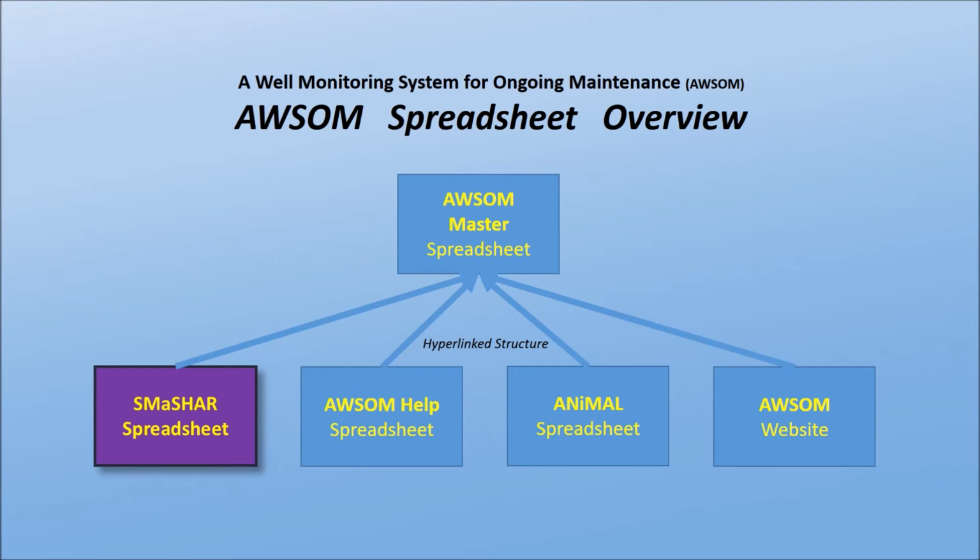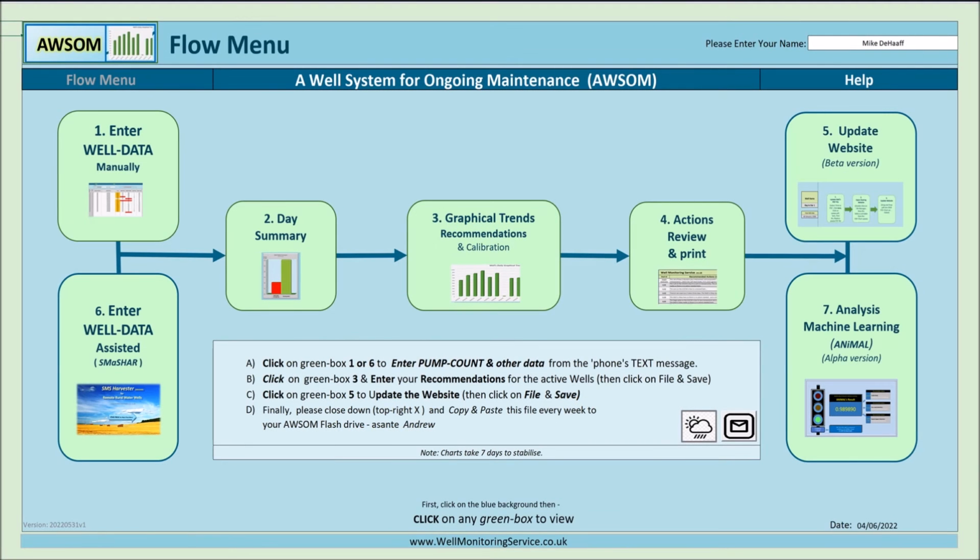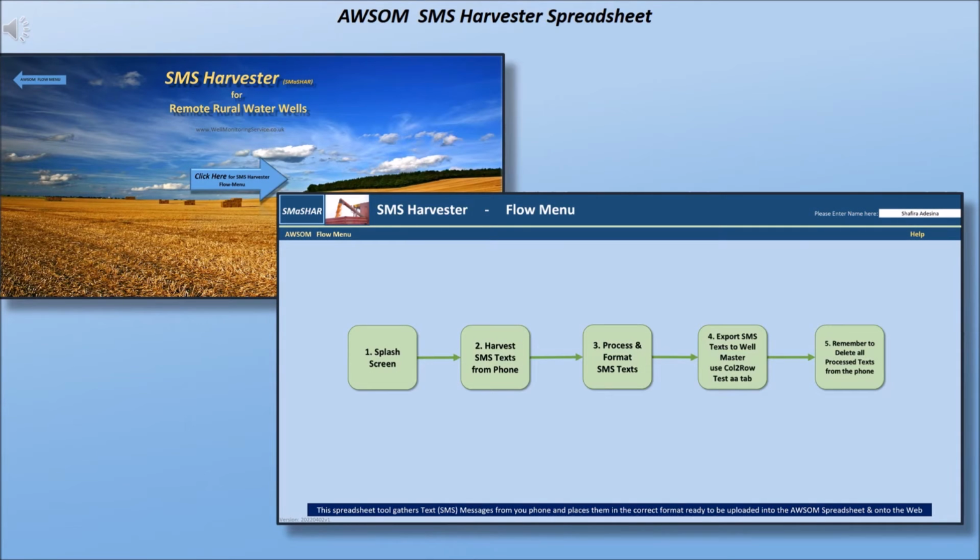Now we come on to some of the supporting spreadsheets. The first one being Smasher, the SMS Harvester. We'll just look at the flow menu and then move on. Right, Smasher is accessed by clicking on box 6. The well data is assisted. So let's do that. As soon as we click on box 6, the Smasher, it comes up with the menu. Enter the 5 other green boxes.